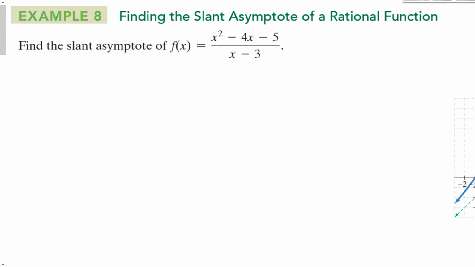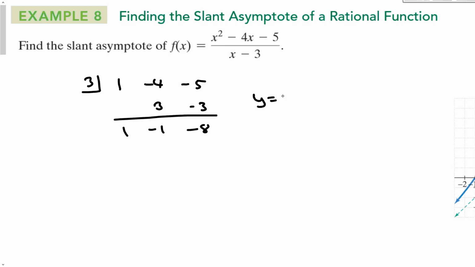Okay? So find the slant asymptote here. Remember, we're going to use synthetic division. So we use 3 because we have x minus 3, so x is equal to 3. I don't have to skip any coefficients, so that's 1, negative 4, negative 5. Bring down the 1, multiply, add, multiply, and I don't even have to worry about the negative 8. So the equation of my slant asymptote is x minus 1.